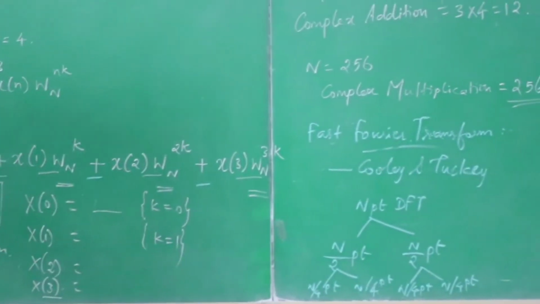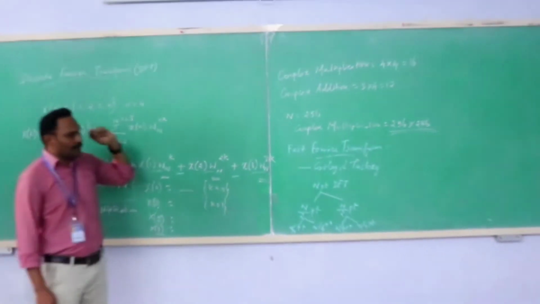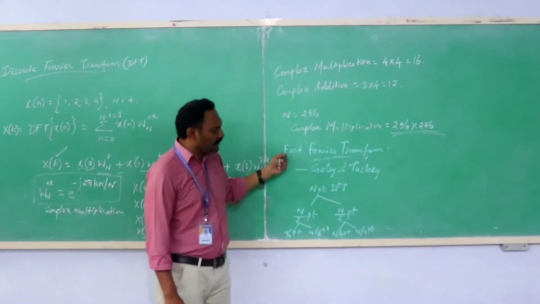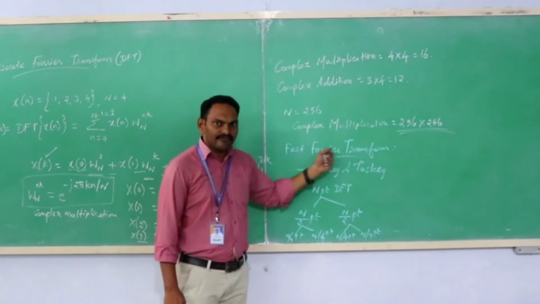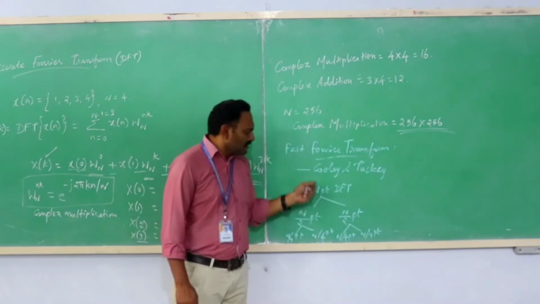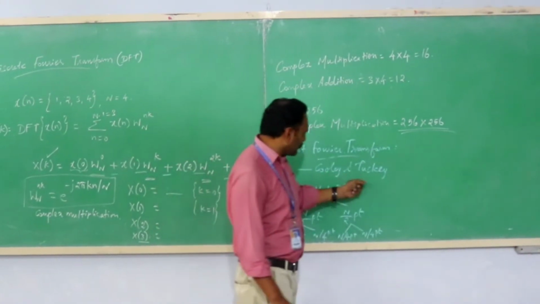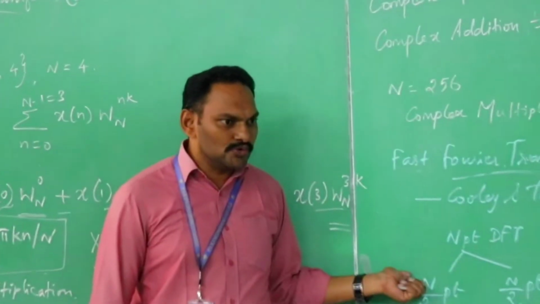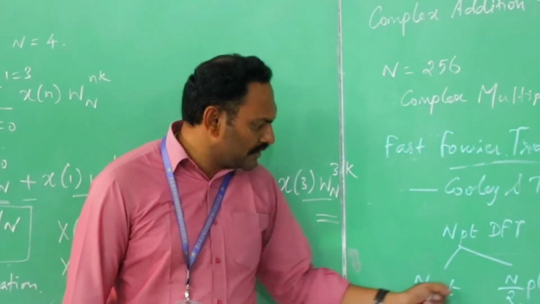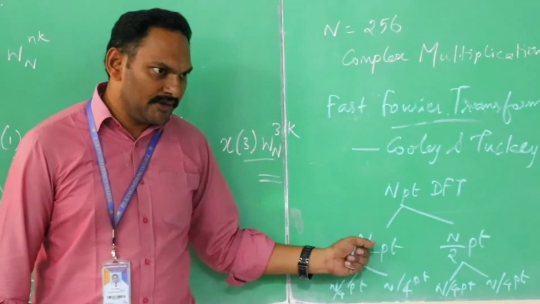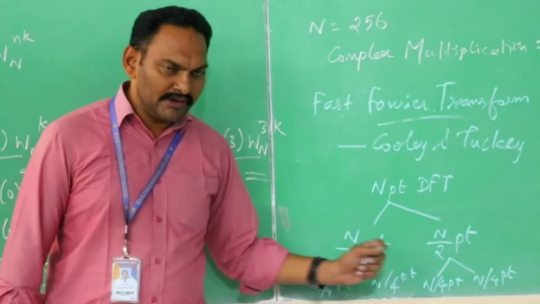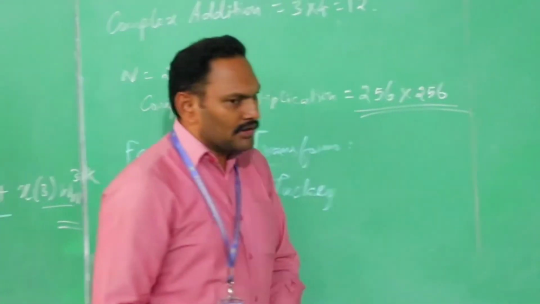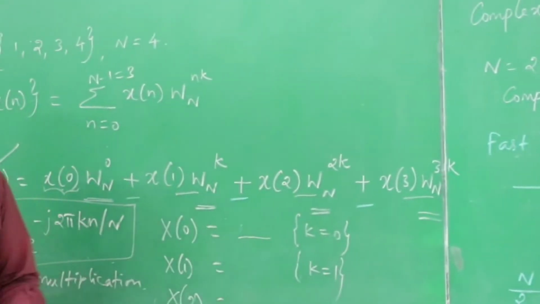Again I repeat, in DFT the complex multiplications and complex additions required are more. To overcome these issues, we go for fast Fourier transforms. The fast Fourier transform was derived by Cooley and Tukey, in which they subdivide the N-point sequence into 2, which means N into N by 2 point and N by 2 point. N by 2 point is further subdivided into N by 4 point and N by 4 point, and so on.